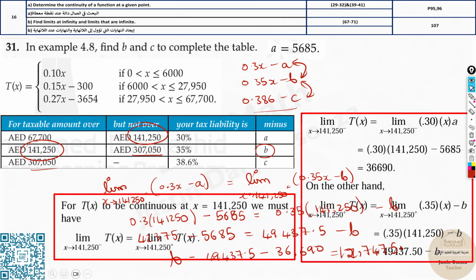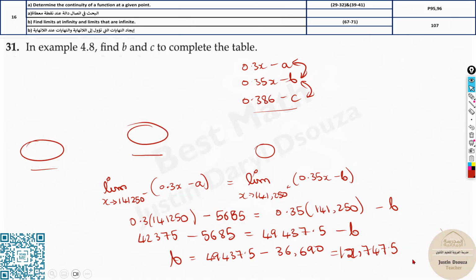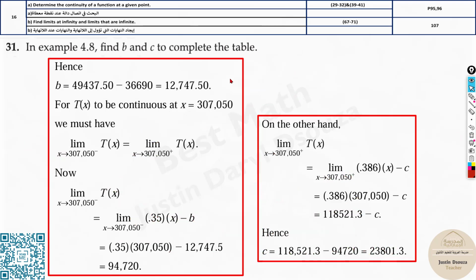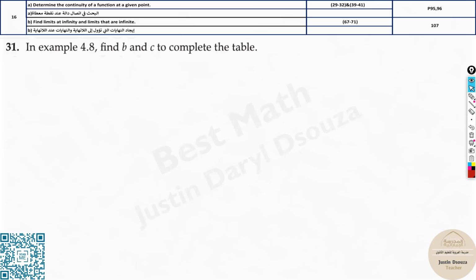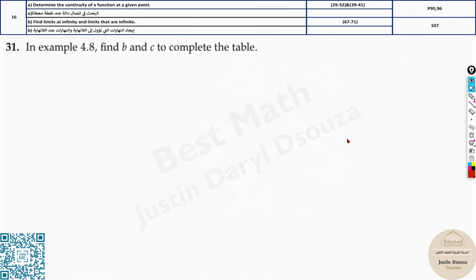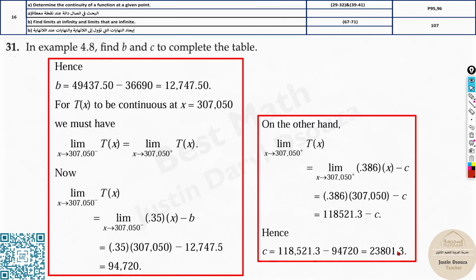So here you can see the value for b is solved. You can see the answers over here, and let us double check our answers. Did we get it all right? We got 12,747.5. Yes, that's absolutely correct. This is the b value. Similarly, when you solve for c, the same method that I used a while ago is very important. Only the equations change. You will get another answer, but that will be the c value. So here the c value, do it by yourself and then check the answer. It's 23,801.3.